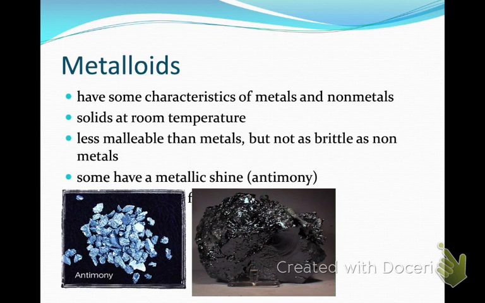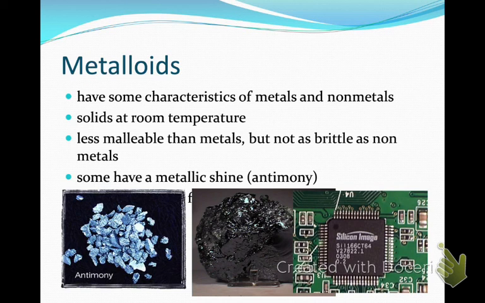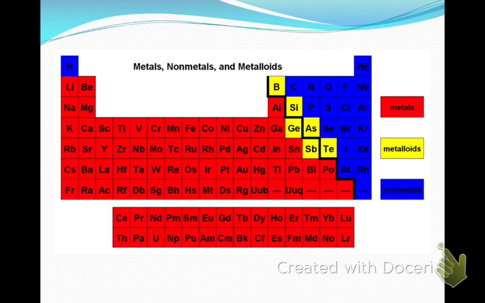Again, they're really, really shiny. And then silicon is a big metalloid for us, and it's really, really frequently used in microchips and things like that. So that's an example of where it's a really good conductor, even though it's considered a metalloid. So here is an example of where the metals, nonmetals, and metalloids fit on the periodic table.